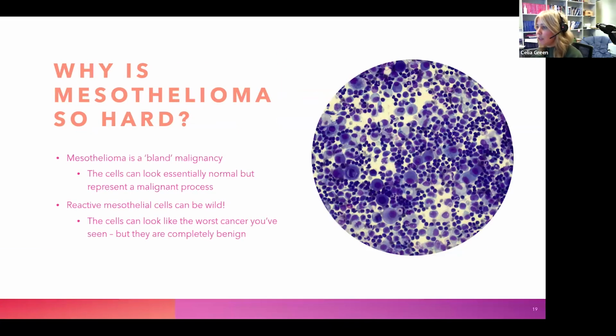So why is mesothelioma so hard? It seems like cancer should be cancer. And in your experience with lung cancers, it generally tends to be that you see these ugly cells. We look down the microscope, they look horrible, yuck, cancer. So mesothelioma is a bland malignancy. So the mesothelial cells can look essentially like normal mesothelial cells, but they actually represent an underlying malignant process. In contrast, reactive mesothelial cells can be really wild and they can look like the worst cancer you've ever seen, but they actually represent a really benign process. And that's why those two categories and stepping back and using those ancillary tests is so important.